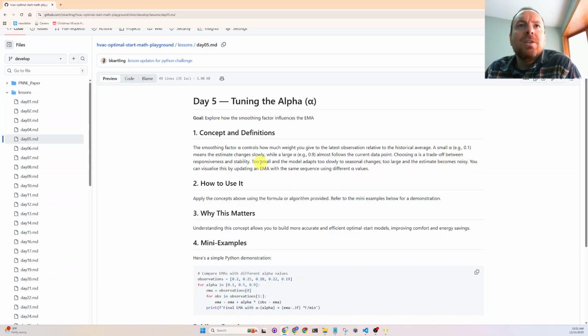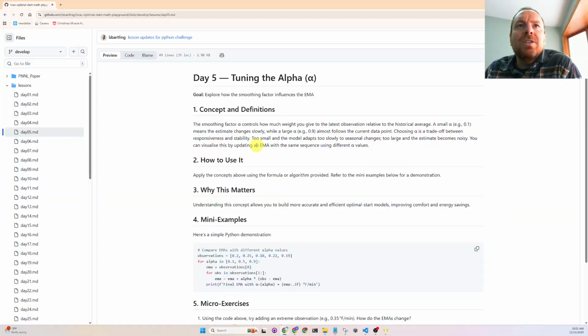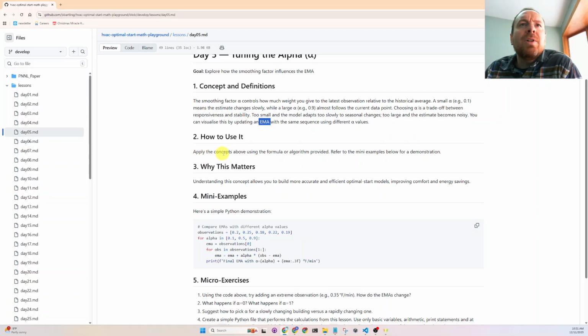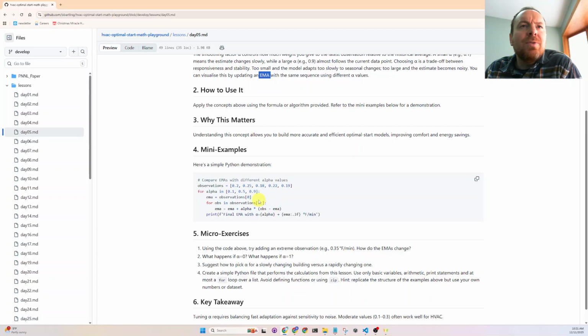become noisy. This is for the EMA, the exponential moving average. Apply these concepts using the formula; refer to the many examples for understanding. This concept allows you to build more accurate and efficient optimal start models. This is pretty much the same thing we did yesterday. Here's our exponential moving average equation with our different alpha parameters.